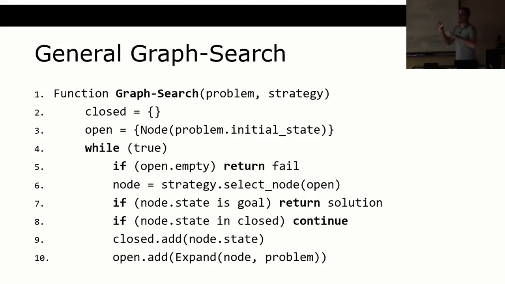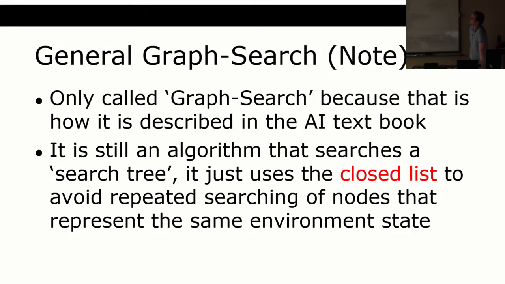If on an exam I were to ask you a question, I will say tree search without a closed list or graph search with a closed list. I'm not trying to trick you up on that terminology. I'll be very explicit if I'm asking you a question about whether or not there's a closed list. It's only called graph search because that's how it's described. It's still an algorithm that searches a search tree. It just uses a closed list to avoid searching nodes that represent the same environment state.